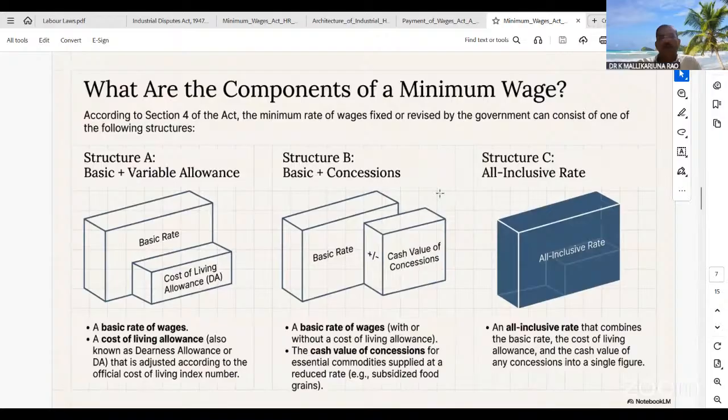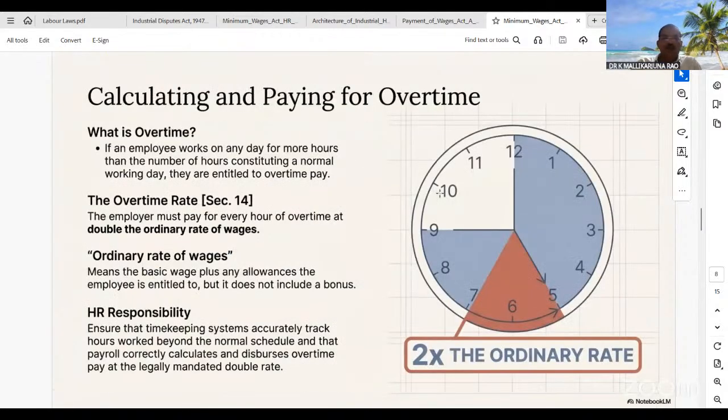Here, what are the components of minimum wage? The component of minimum wage is basic plus DA. What we call DA is always included in this basic pay structure. Sometimes it is basic pay plus the cash value of concessions; it depends upon the nature of the organization, if they provide subsidized food or medical health or anything. The third one combines basic rate, cost of living allowances, and cash values put together. This is what wages include.